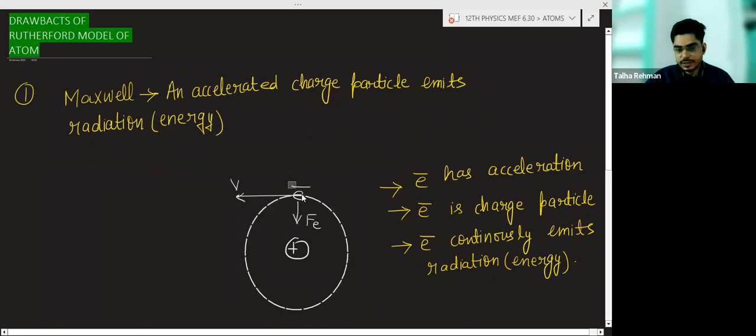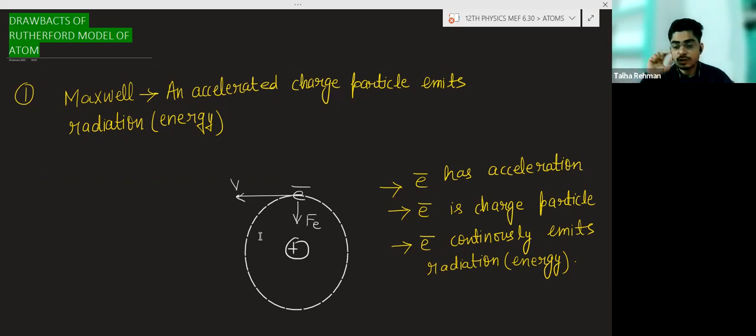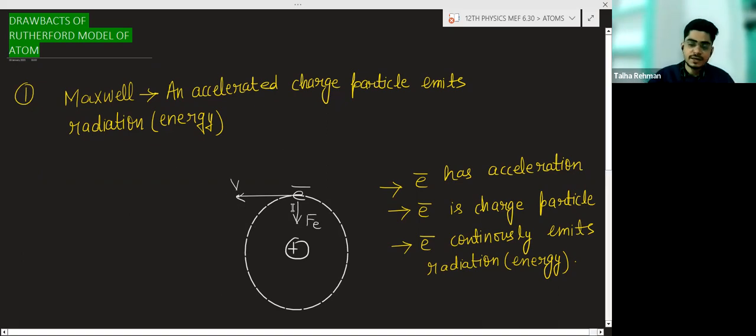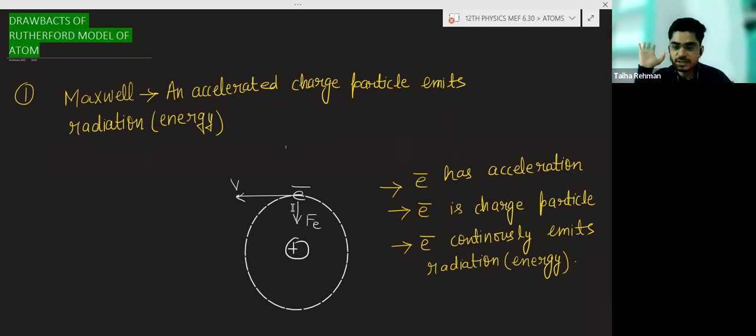So this is the electron. And what is an electron? An electron is a charged particle. The electron is moving in a circular path, so it has an acceleration also. So if the electron is a charged particle and has acceleration, it will also emit radiation. If it emits radiation, it emits energy, and the electron loses energy while revolving.